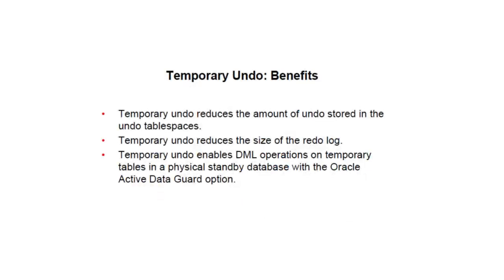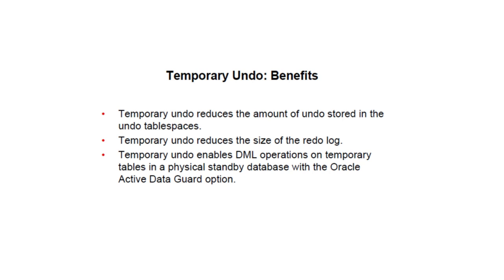Temporary undo reduces the amount of undo stored in the undo tablespaces. Less undo in the undo tablespaces can result in more realistic undo retention period requirements for undo records. Temporary undo reduces the size of the redo log. Performance is improved because less data is written to the redo log, and components that parse redo log records, such as LogMiner, perform better because there is less redo data to parse.